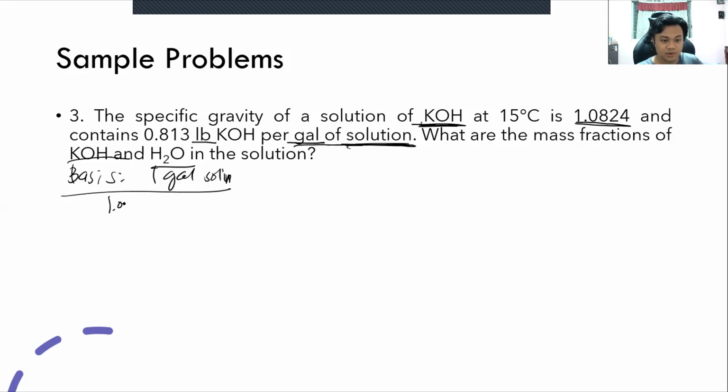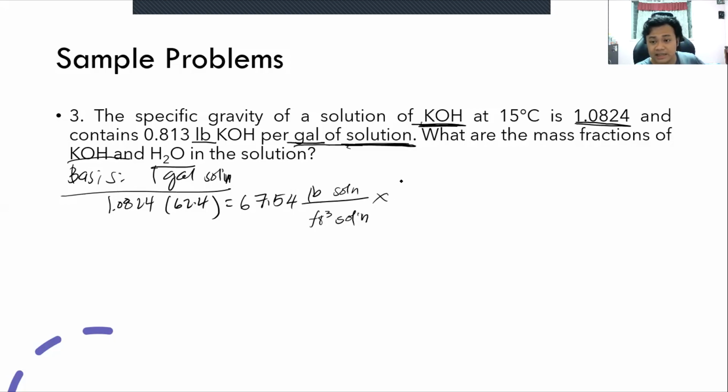Okay, so 1.0824 times 62.4, and then we'll have 67.54 pounds of solution per cubic feet of solution. So we'll just have to convert that cubic feet to gallon.